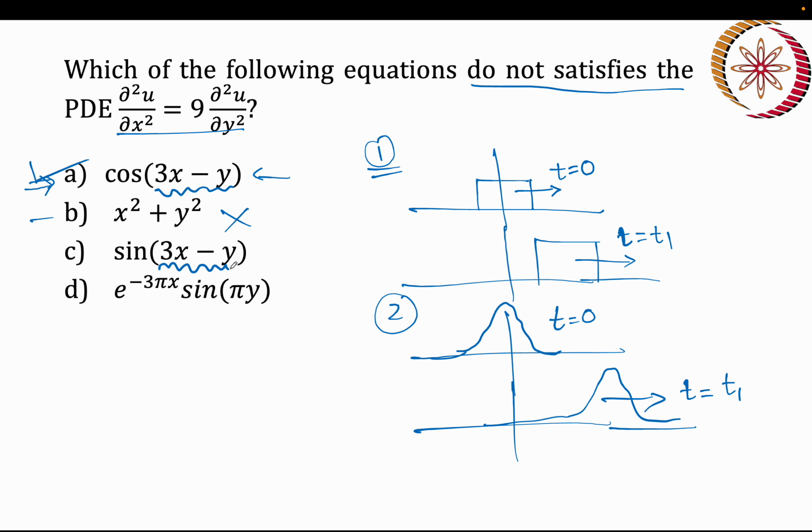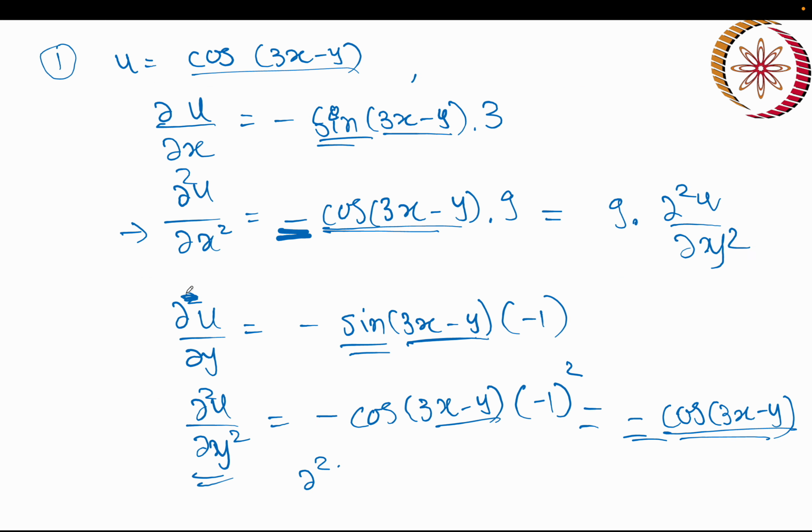Similarly we can try sine 3x minus y, and you can see that the inside term is the same here, and this should actually satisfy, because of the nature of the wave equation. Whatever function of 3x minus y it is, it should satisfy this equation. We'll see whether C works or not. We are expecting that C should work, because the first and third options have the same term inside, 3x minus y.